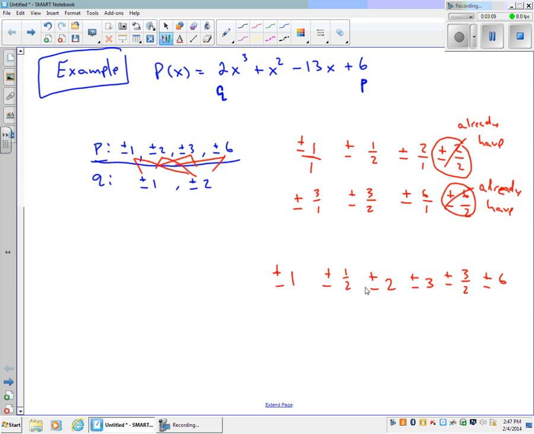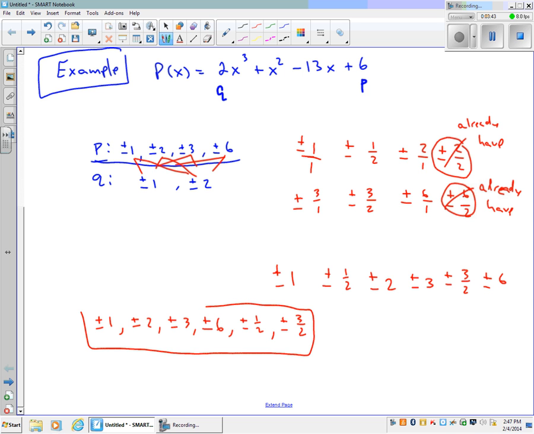And so now we can write our list in order with the whole numbers first. So we do positive, negative 1, positive, negative 2, positive, negative 3, positive, negative 6, and then go now to the fractions, positive, negative 1/2, and positive, negative 3/2. And those are all the possible rational zeros of the polynomial, written in order.